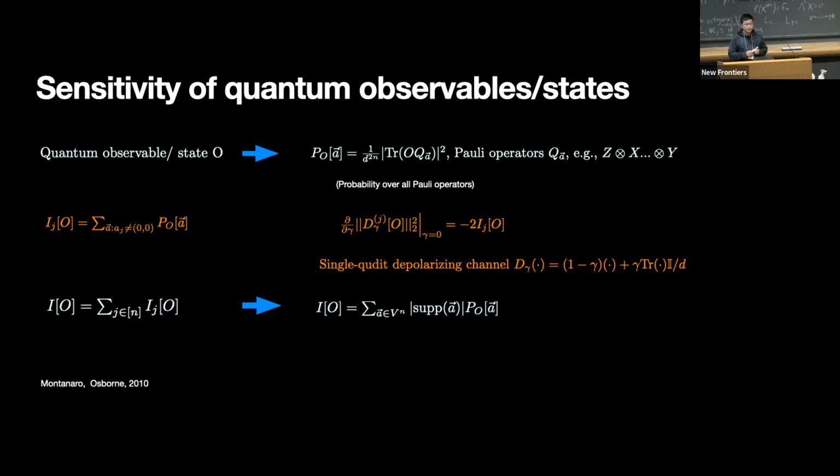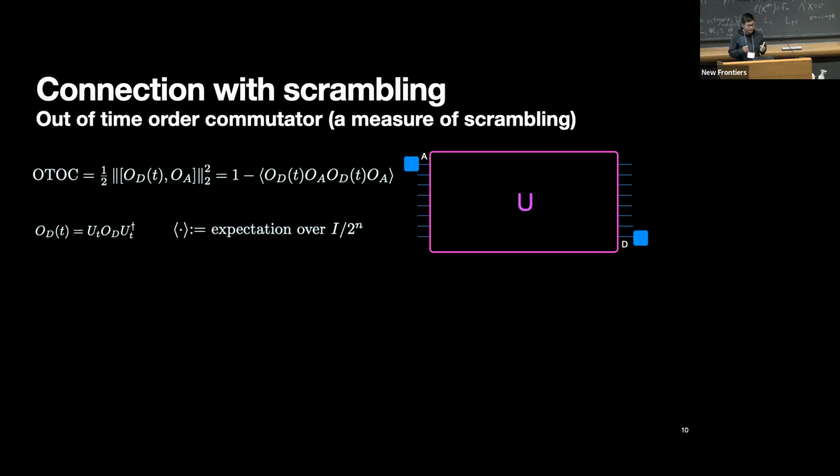And the reason we care about the sensitivity of quantum states or quantum observables is that we found two interesting facts about it. The first interesting fact we found is its connection with scrambling. Scrambling measures the delocalization of quantum information by a chaotic evolution. And one widely used measure of scrambling is called OTOC, out-of-time-order commutator, or out-of-time-order correlator, which is defined as the Hilbert-Schmidt norm of the commutator between two observables O_A and O_D.